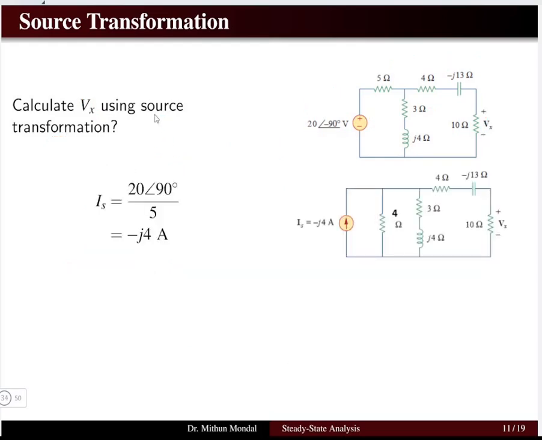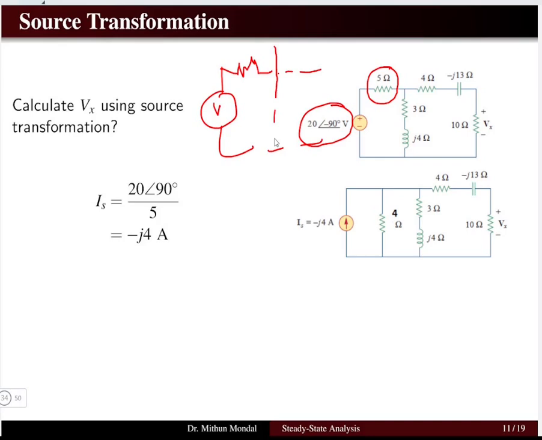So let us solve this problem by source transformation. We have one voltage source and one resistance of 5 ohms, and these two are together with the remaining part of the network. If I take this part of the network and convert it into a current source in parallel with a resistance, this is possible because it will not disturb the other part of the network. The other part of the network will be as it is.